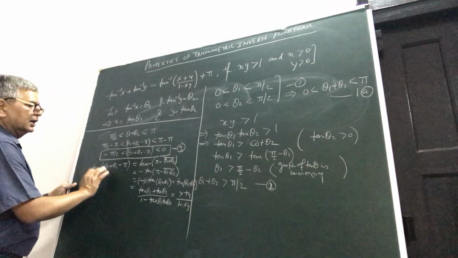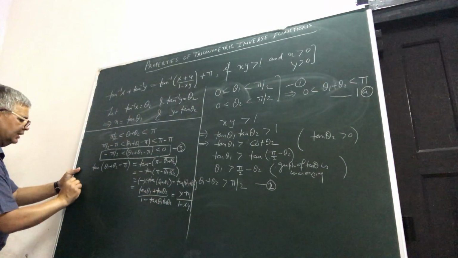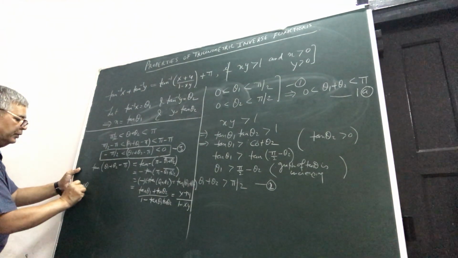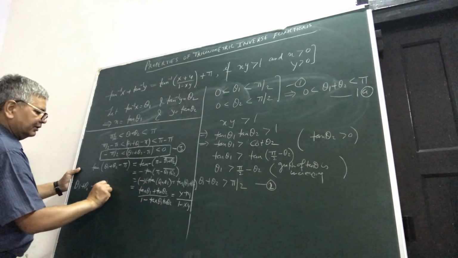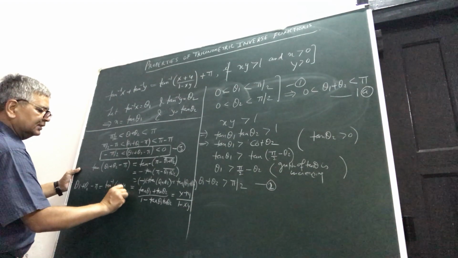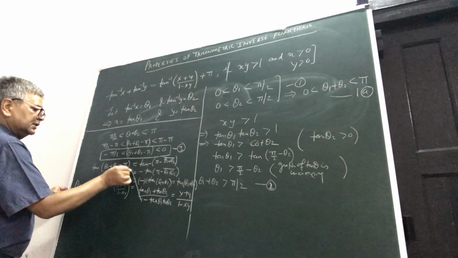So now, for this result, you take tan inverse. So theta 1 plus theta 2 minus pi will become, on taking tan inverse, tan inverse of x plus y upon 1 minus xy. Okay, so here, this is from here.